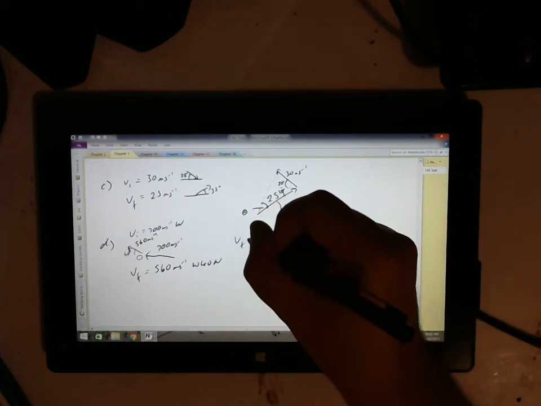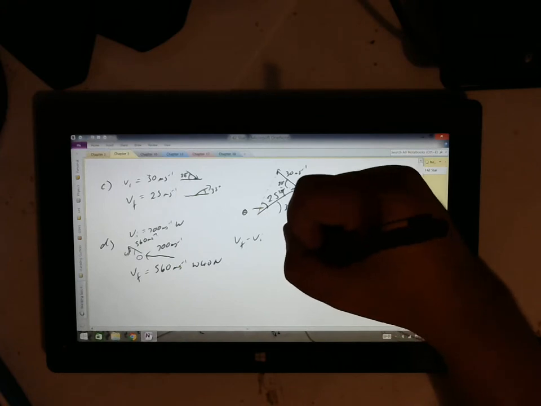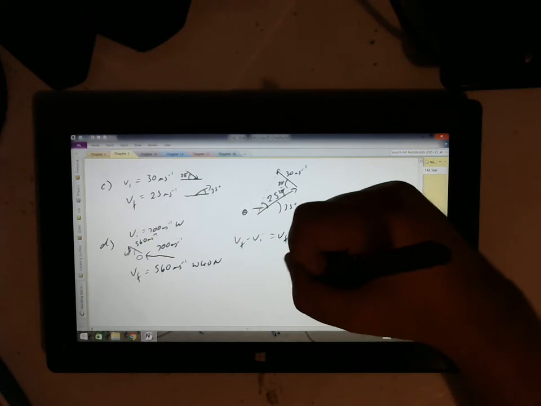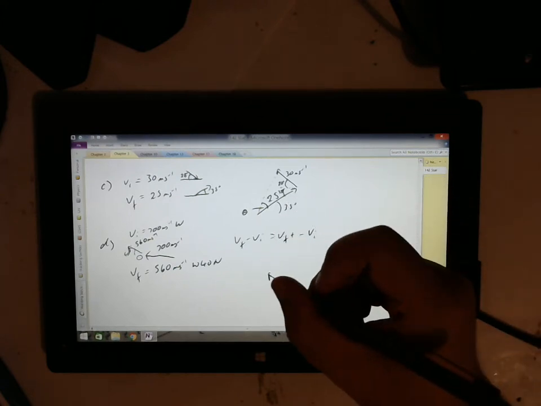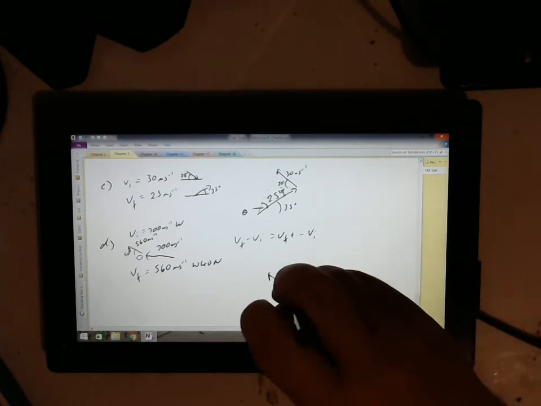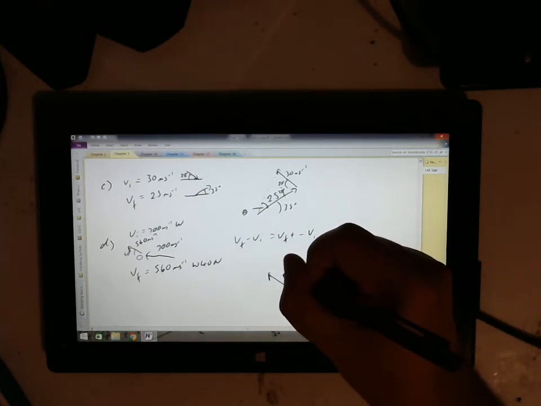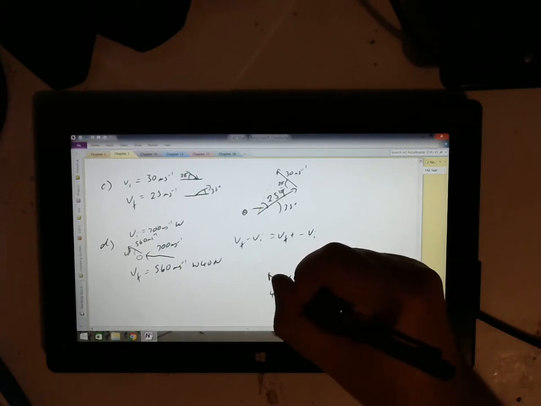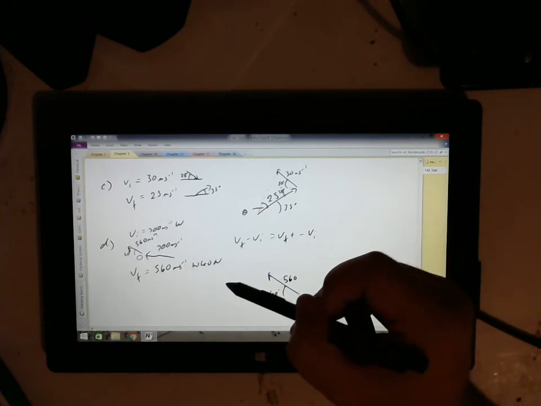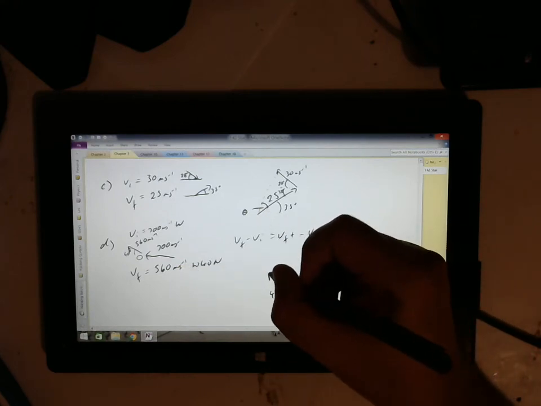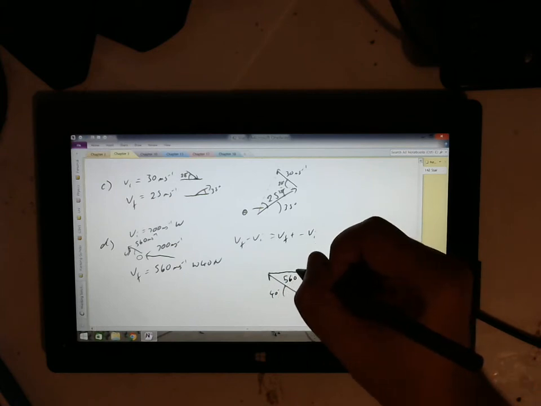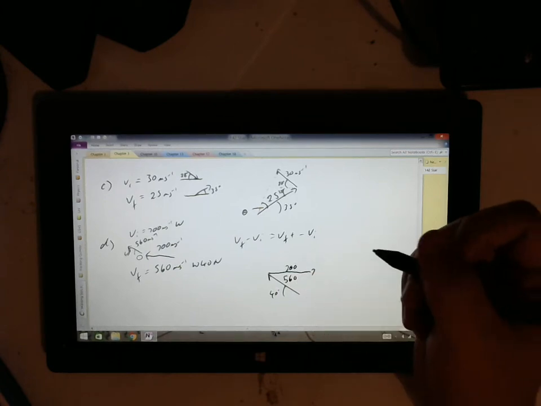Again, we're going to do VF, take away VI. So let's draw our VF, which is the same thing as VF plus negative VI. So we've got our first vector, the final vector, 560 at 40 degrees. And we want to add to it negative VI. So VI is originally going that way, so negative VI is going to be that way. So that's going to be 700 east this time.